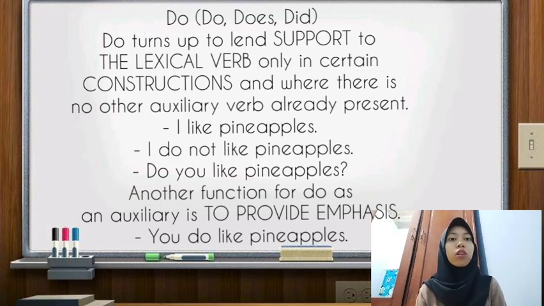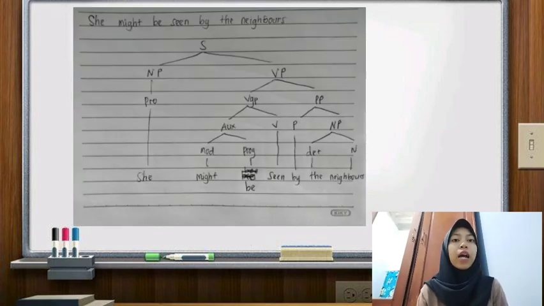Another function for do as an auxiliary is to provide emphasis. For example, you do like pineapples. Okay, now we practice again. I have one sentence. The sentence is she might be seen by the neighbors. Okay, now we make a tree diagram of the sentence.